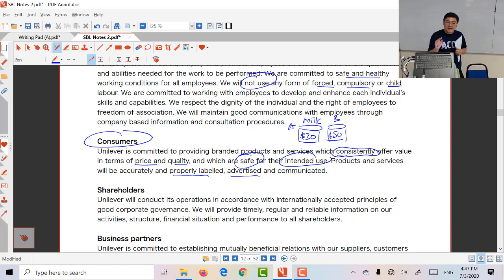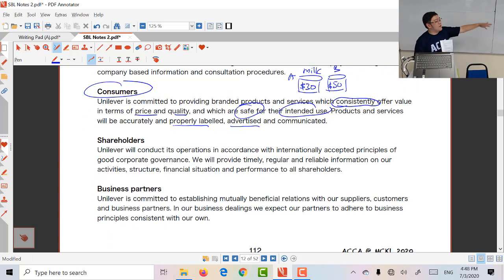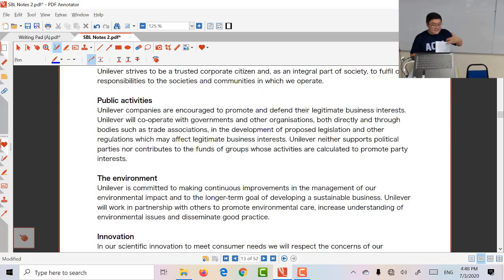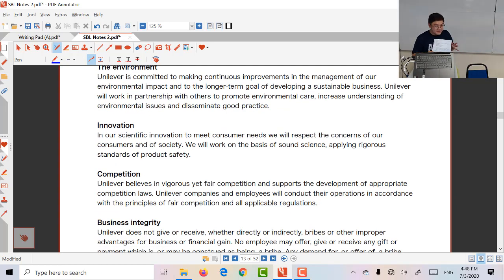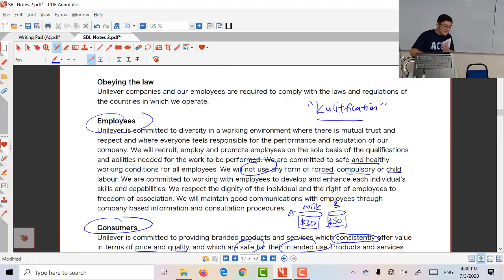That's why they actually cut advertising on certain products. They say they don't want to advertise because they don't want to be seen to influence the children. They want to respect choice. That's why the product is there, but they don't want to advertise. Now, this is an example of what they do. If you read through all that, you can see examples of things that Unilever is committed to, okay? I leave all that to you because it's only a sample.